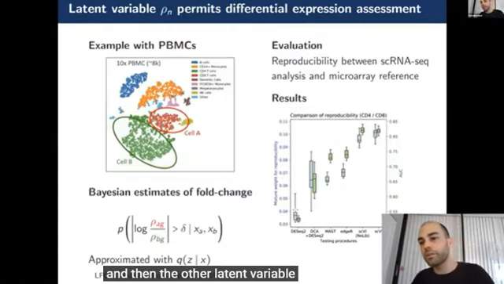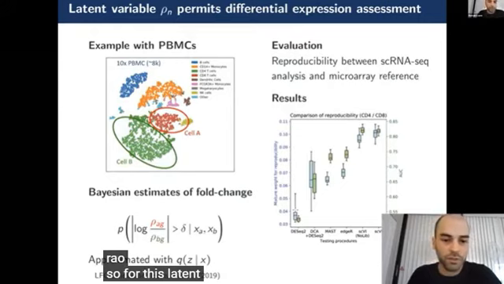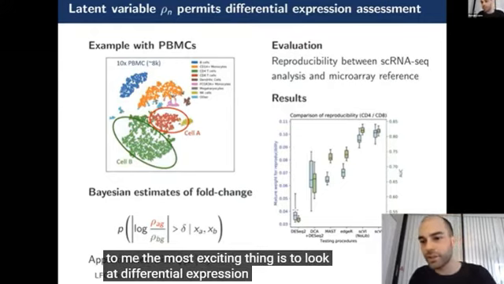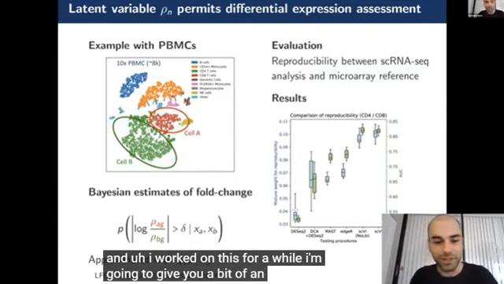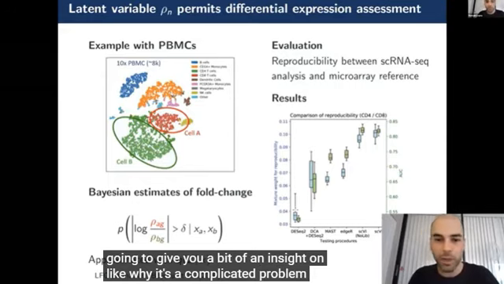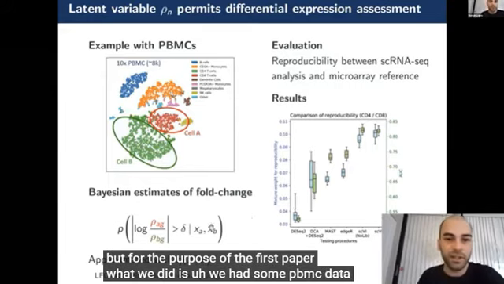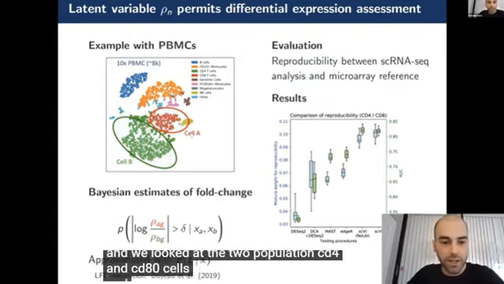And then the other latent variable is rho. For this latent variable, to me, the most exciting thing is to look at differential expression. I worked on this for a while, and I'm going to give you a bit of an insight into why it's a complicated problem. But for the purpose of the first paper, we had some PBMC data, and we looked at two populations, CD4 and CD8 T cells.